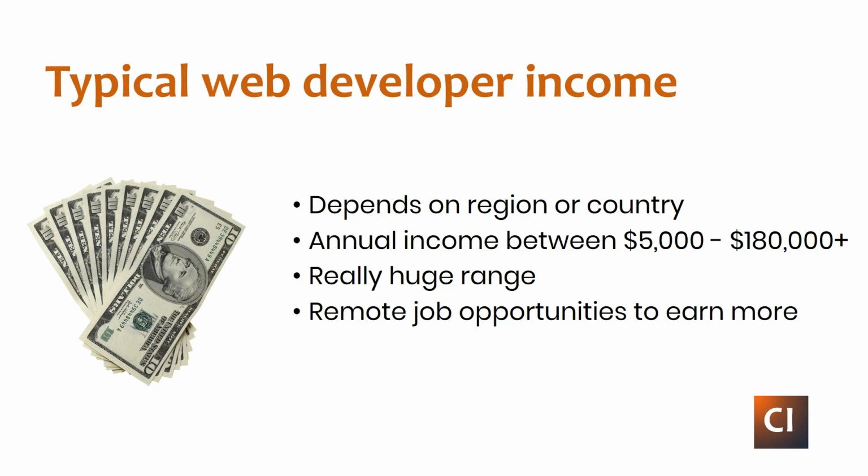So let's jump in with one very important question that usually comes up. That's the typical web developer income. So how much can you really make as a web developer? Well, this really depends on the region or country that you are in. The range is very wide. You can have annual incomes as low as $5,000 to as high as $180,000 plus a year.